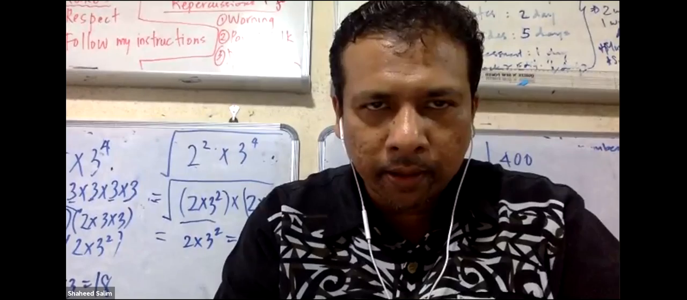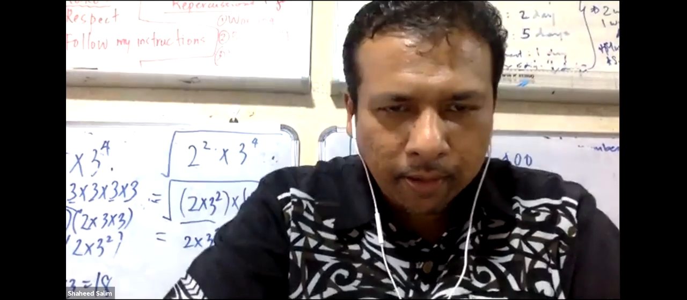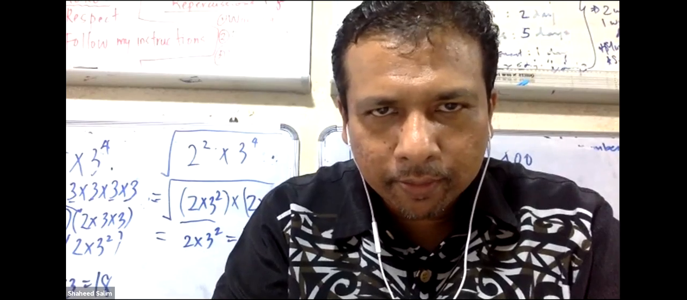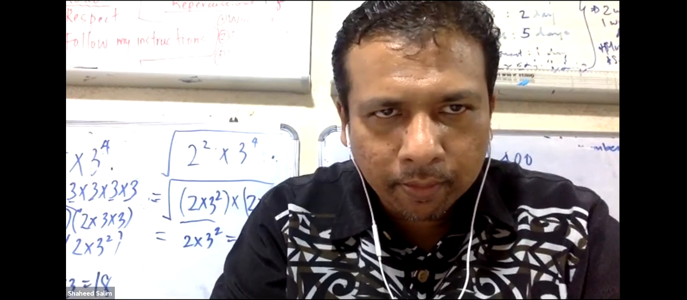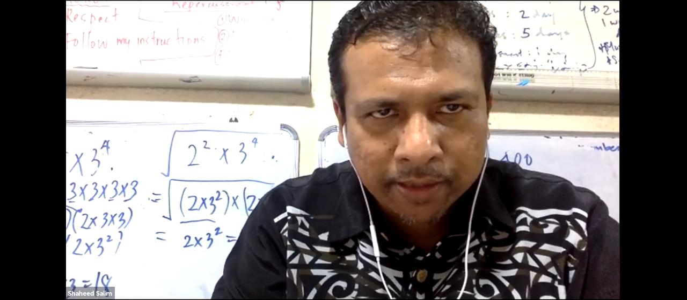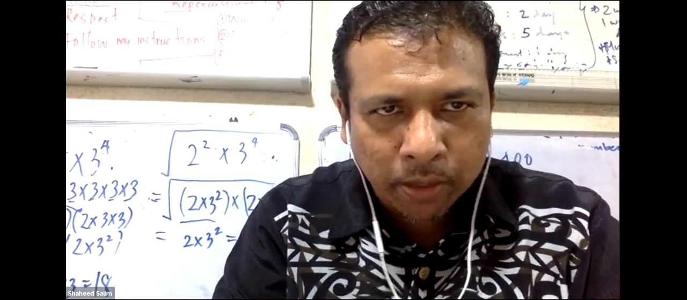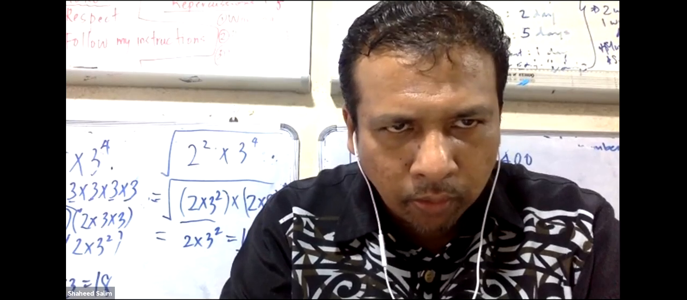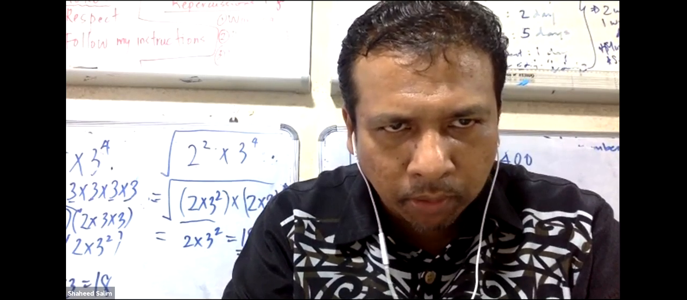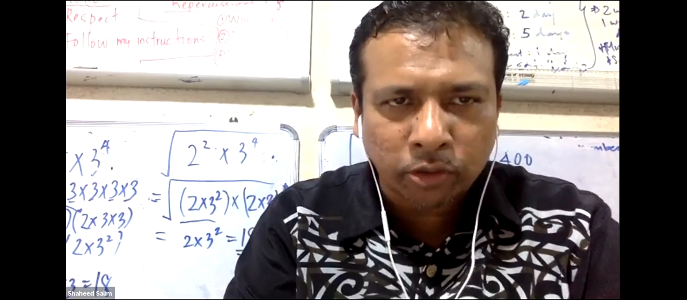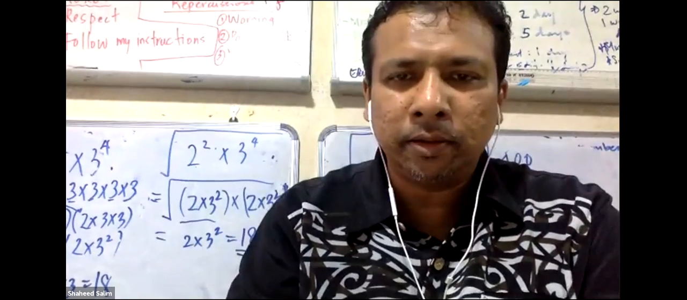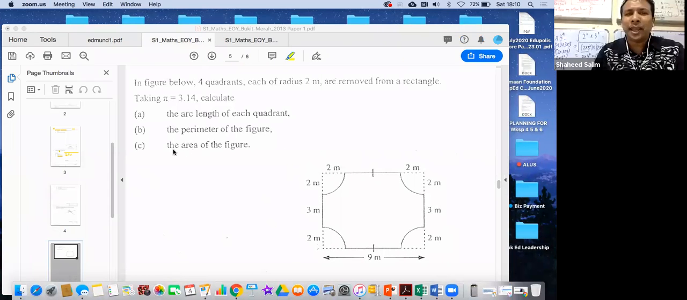Hold on, wait. Too far. Okay, 12.56 plus. Which one? This one. Wait, hold on. 12, 2 times 2 plus 2 times 3. Why you take 2 plus 2 plus 3.14? You're finding perimeter, is it? Oh, okay. You must find area.